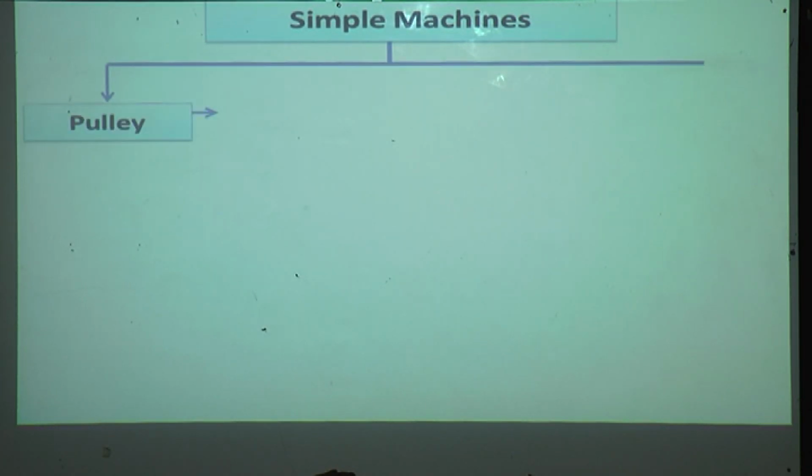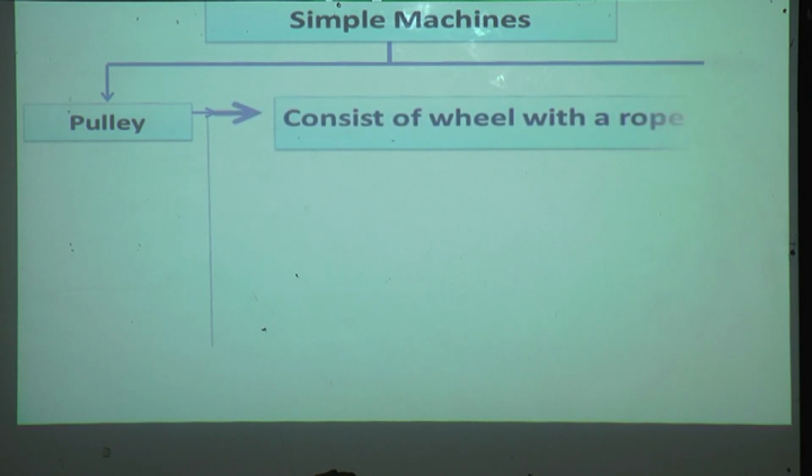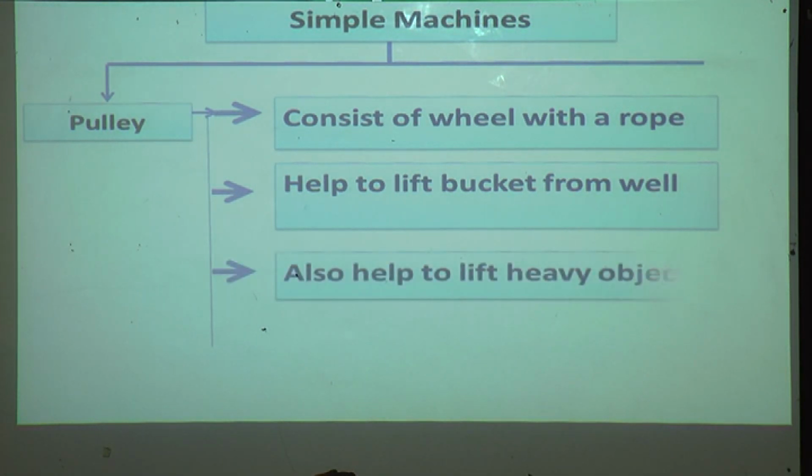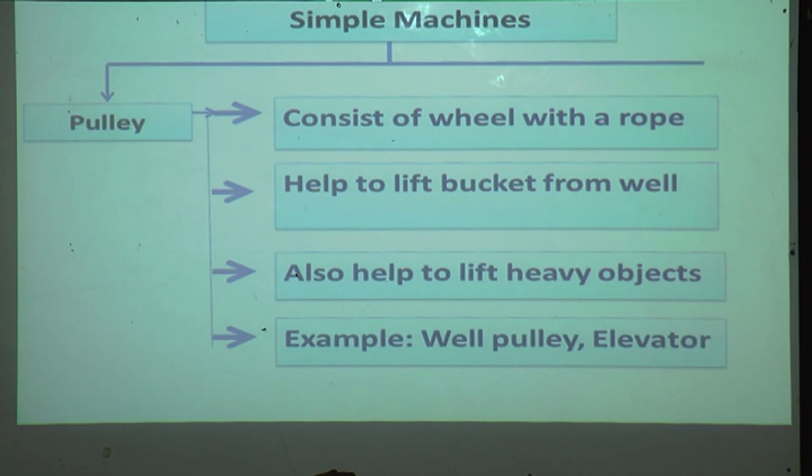Next we have seen pulley. It consists of wheels with a rope. It helps to lift a bucket from a well. We have seen the pictures of that. It also helps to lift heavy objects. Examples: well pulley and elevator are examples of pulley.